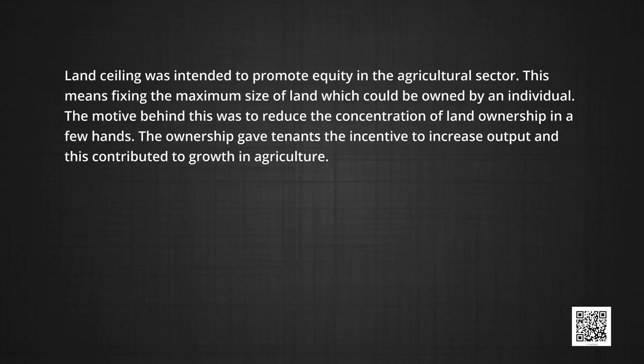Coming to land ceiling, it was intended to promote equity in the agricultural sector. This means fixing the maximum size of land which could be owned by an individual. The motive behind this was to reduce the concentration of land ownership in a few hands. The ownership gave tenants the incentive to increase output, and this contributed to growth in agriculture. However, the goal of equity was not fully served by abolition of intermediaries. In some areas, the former zamindars continued to own large areas of land by making use of some loopholes in the legislation.